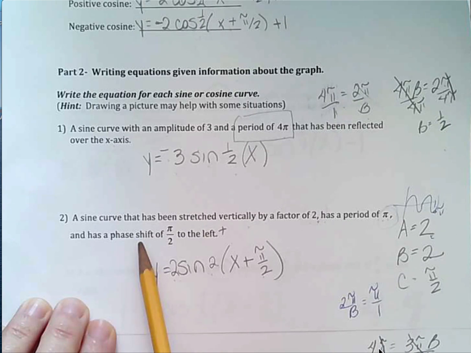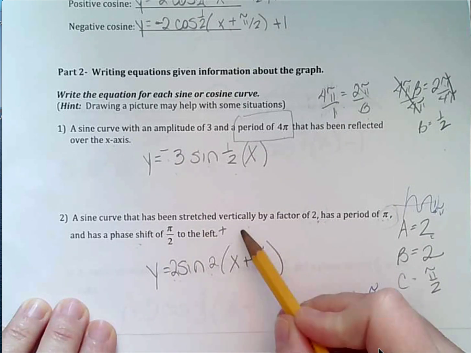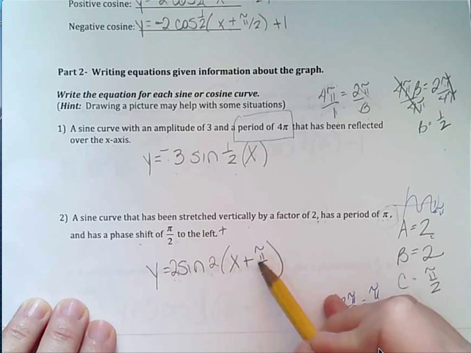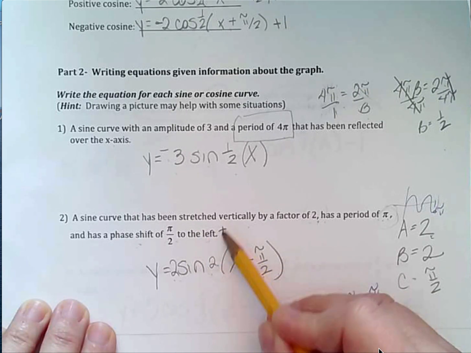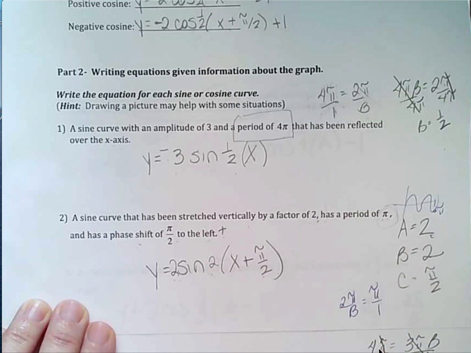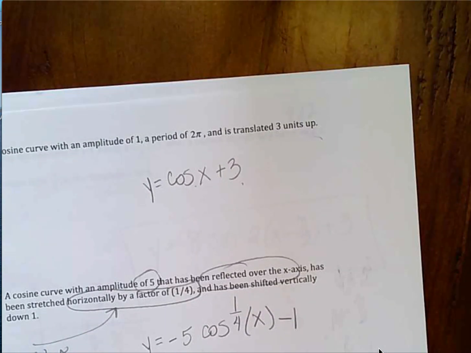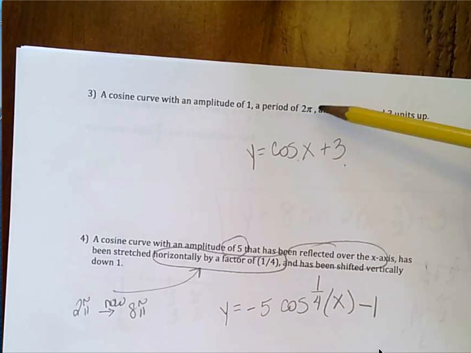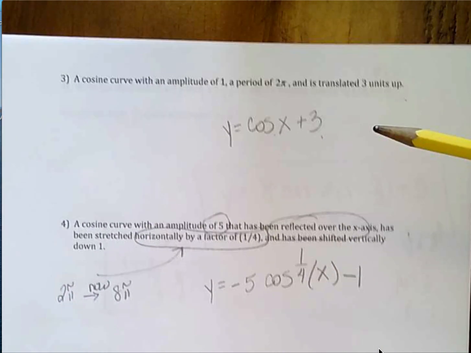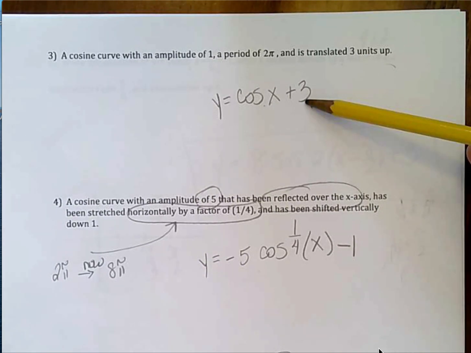And then I'm going to phase shift. As soon as I know it's phase shift, open parentheses, x, pi over 2. Then I go back and figure out my sine. Because it's left, I even wrote myself a little note, plus. Moving on here, for number 3, we have cosine, amplitude of 1, period is pi over 2. So your b is equal to 1, up 3.